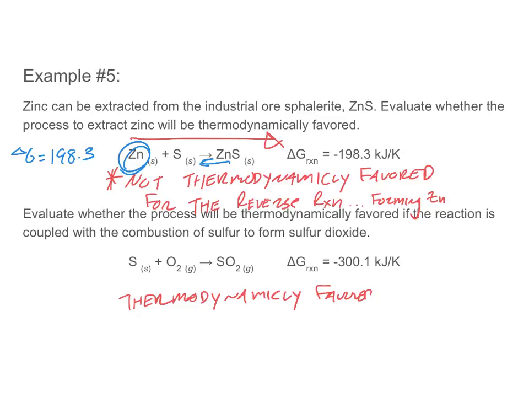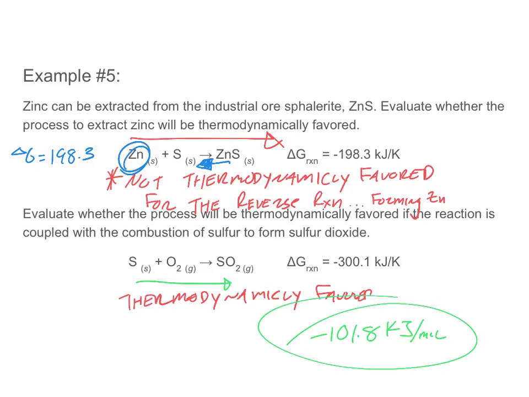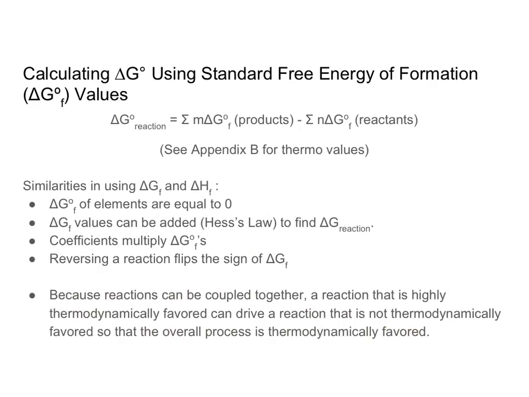Now if I say that the reverse reaction and the forward reaction of this are going on at the same time in the same system, then I take 198.3 plus negative 300.1, and I get a total negative 101.8 kilojoules per mole, right? And as a result of that, I can get zinc out. We good with that? Yeah. All right, moving on.